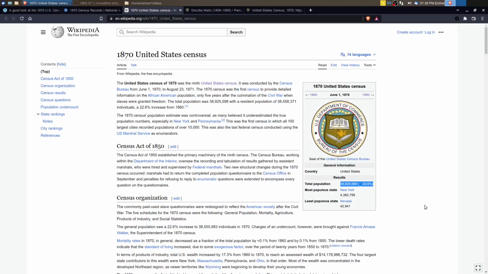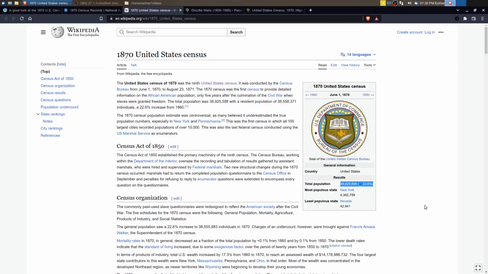But because of this concern, there were actually formal charges brought against Francis Amasa Walker, who was the superintendent of that census. And I'm not sure what happened to him, but it was definitely a controversy at the time. There were some other statistics collected for this census regarding agriculture, mortality, social statistics, and that kind of thing.